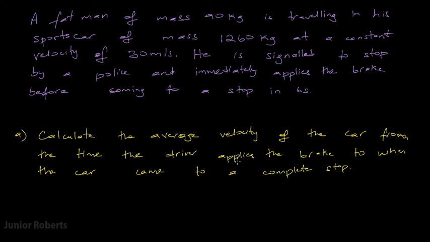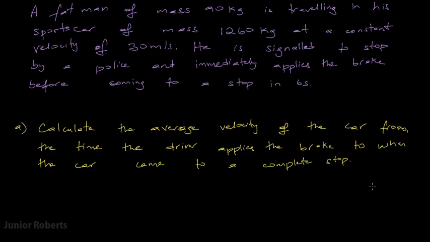So this question says, a fat man of mass 90 kilograms is traveling in his sports car of mass 1,260 kilograms at a constant velocity of 30 meters per second. He is signaled to stop by a police officer and immediately applies the brake before coming to a stop in 6 seconds. Now, the first thing they want us to do is calculate the average velocity of the car from the time the driver applies the brake to when the car came to a complete stop.